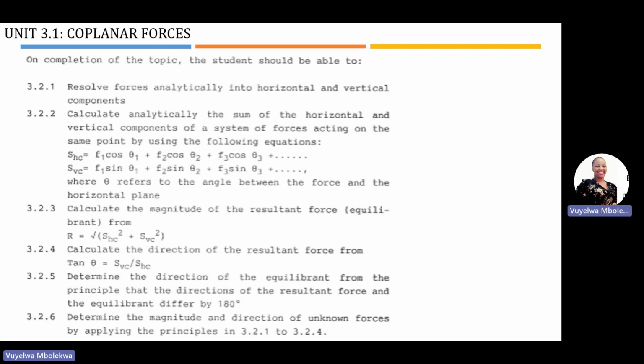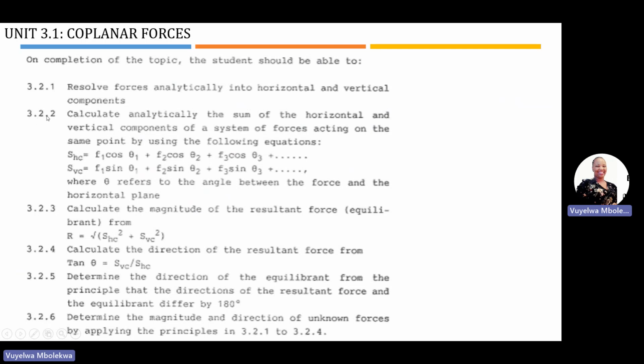So for the first topic, this is what we must know when we complete this topic. We must be able to resolve the forces analytically into horizontal and vertical components. So we did this in N2 where they would give us an oblique force and they would say we must resolve it into its two components. So a force will have a vertical component and a horizontal component, or a parallel component and a perpendicular component.